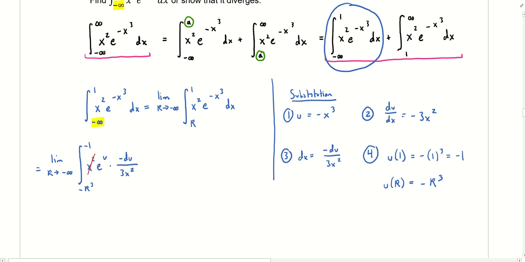Okay, so this x squared is going to cancel with this one, and that's going to leave me with, let's see, negative du over 3. That's negative 1/3. I'm going to go ahead and take that out of everything, so I'm going to put that right in the front here, even before my limit. And what's left in my integrand, integrating from negative r cubed to negative 1, is e to the u.